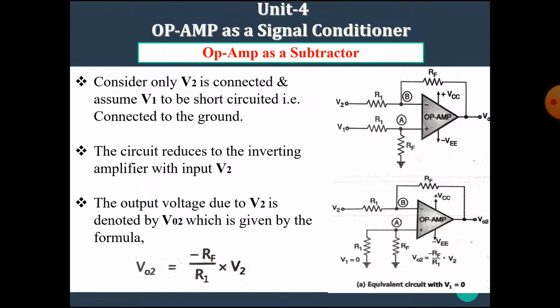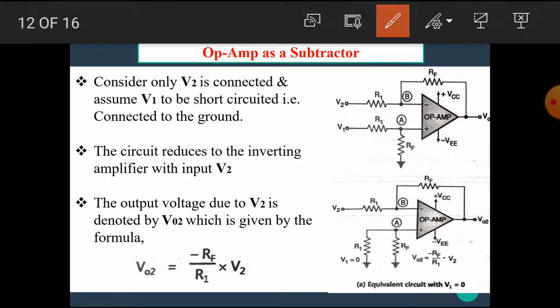Let's see how we do this. First of all, consider only V2 connected and assume V1 is short circuited, that is connected to the ground. Here V2 is only connected and V1 is connected to the ground like this. Hence we get this circuit. That means V1 is connected to ground, that means V1 is 0.